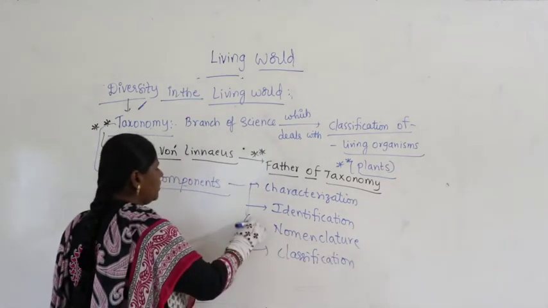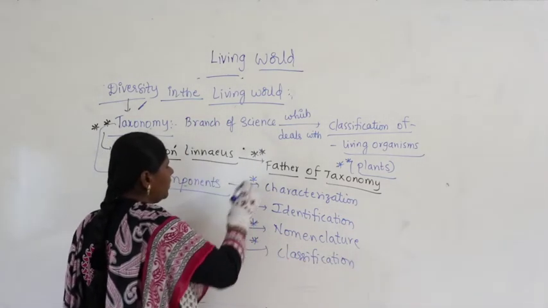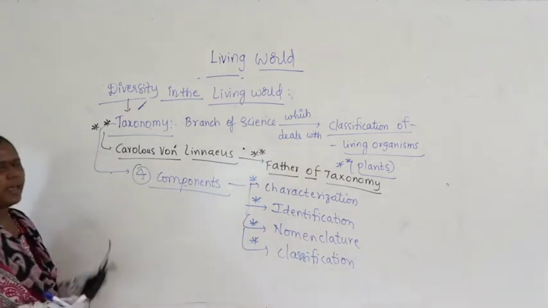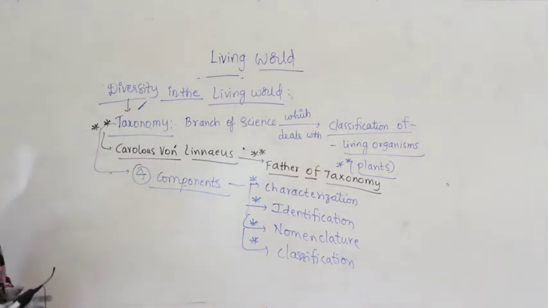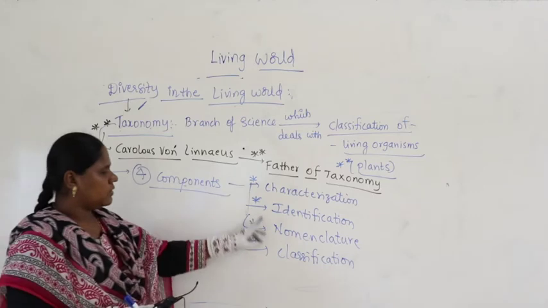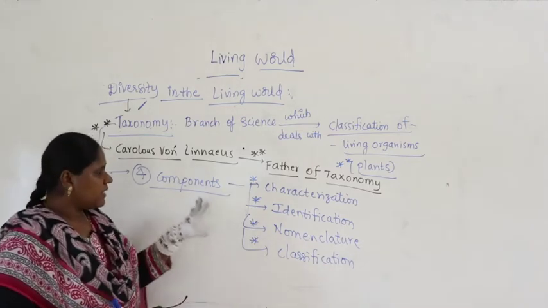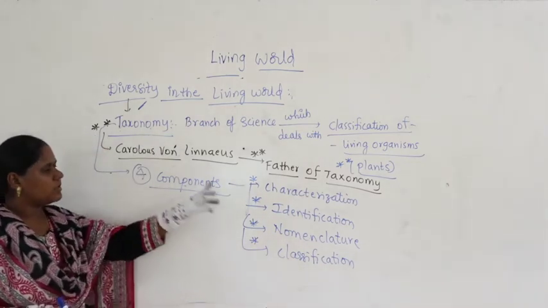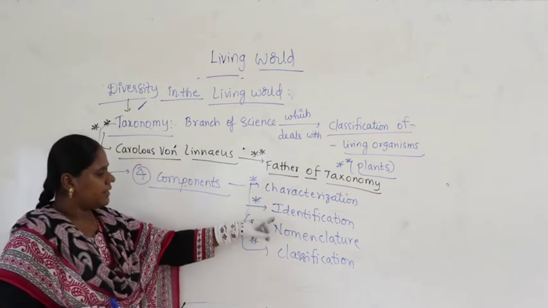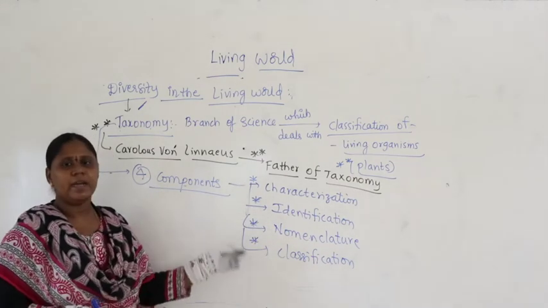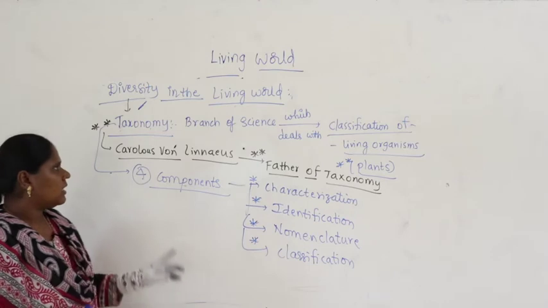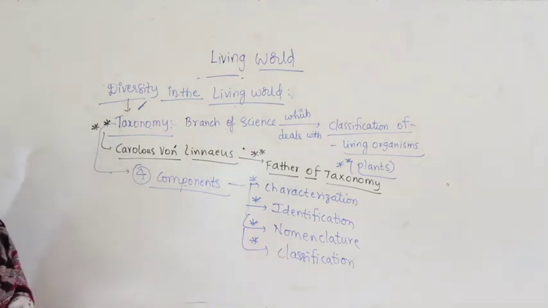So, these are nothing but the 4 important components of taxonomy. We are going to discuss all 4 components of taxonomy. When we say taxonomy, the process of characterization, identification, nomenclature and classification of organisms itself is called taxonomy.